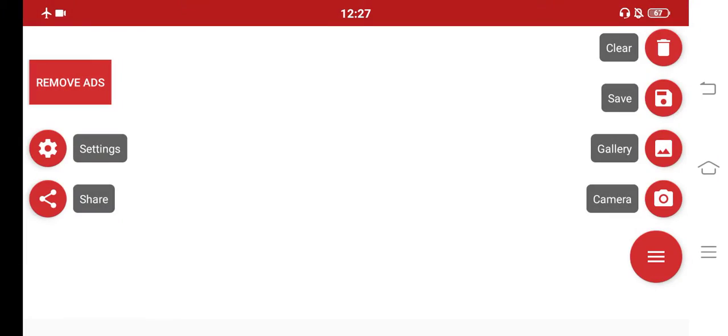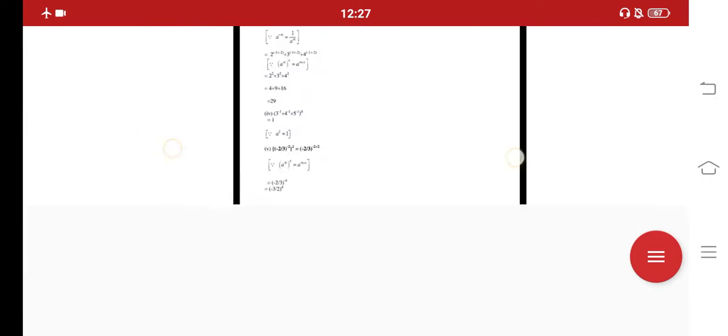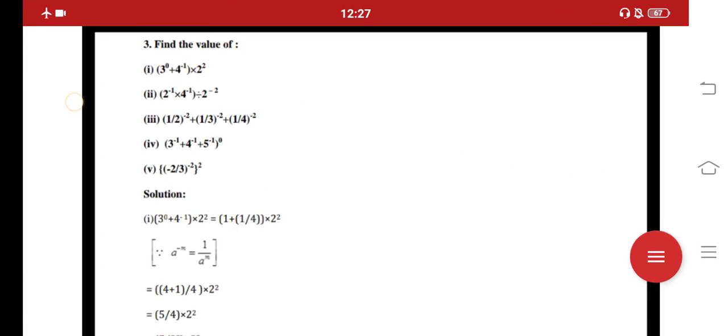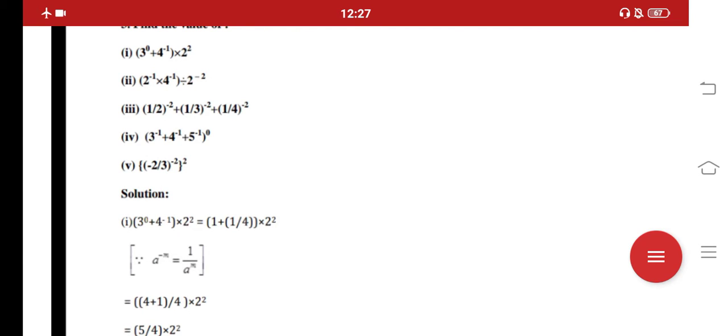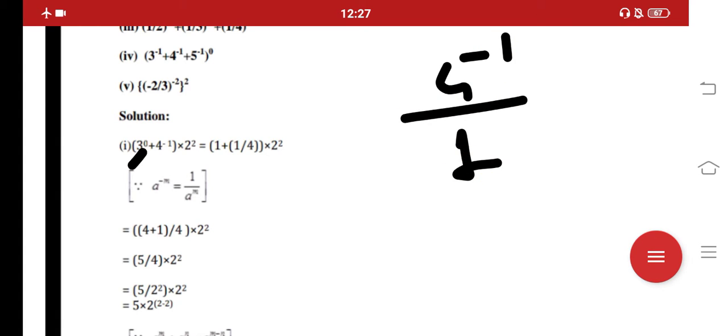Now let me show you question number 3. So see, this is our question number 3. What is given in question number 3? Okay, find the value of. Now first one, there is one identity that if any number or any base has power 0, the answer will be 1. So see here, any number having power 0, answer will be 1. Now 4 to the power minus 1. Okay, 4 to the power minus 1 can be written as 4 to the power minus 1 upon 1. And after flipping the numbers, we will get 1 by 4.